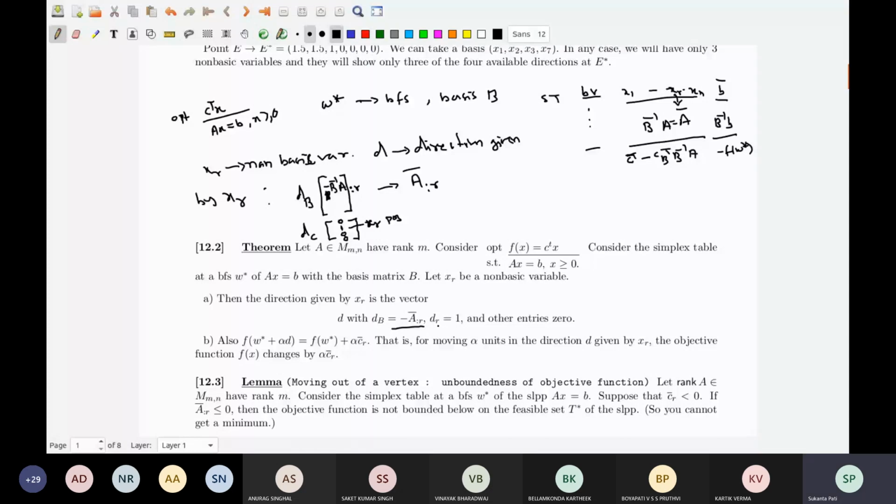And if you are traveling from W star by alpha units, then the functional value is f of W star plus alpha times the relative cost, the Rth relative cost. So if the relative cost is negative, then the new point that you have gone to will have a lesser value. If it is positive, it will have more value. This is in general.